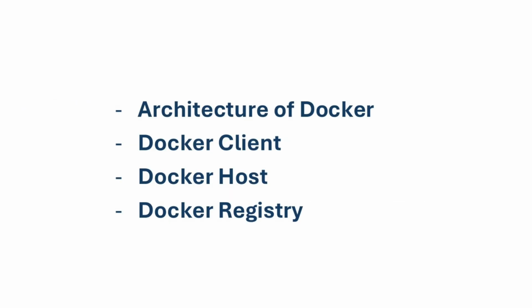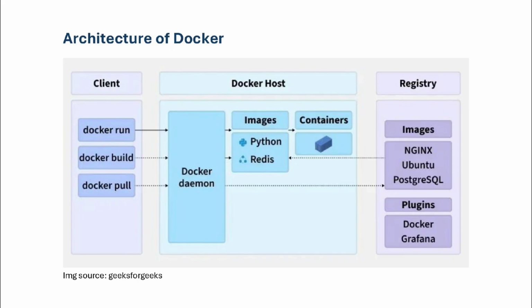The topic is the architecture of Docker: Docker client, Docker host, Docker registry explained. This is the Docker architecture. We can observe that there exist Docker client, Docker host, and Docker registry. In the Docker client, there exist the commands we run, that is docker run, docker build, docker pull. Docker host consists of the Docker daemon, images, and containers. Docker registry contains images and plugins.